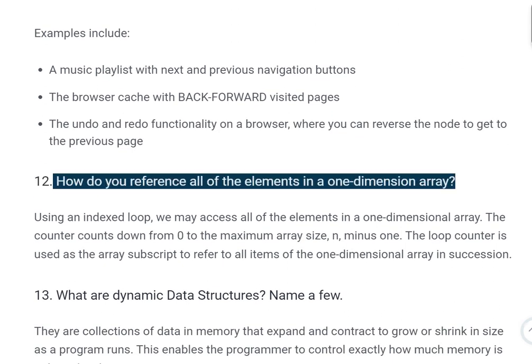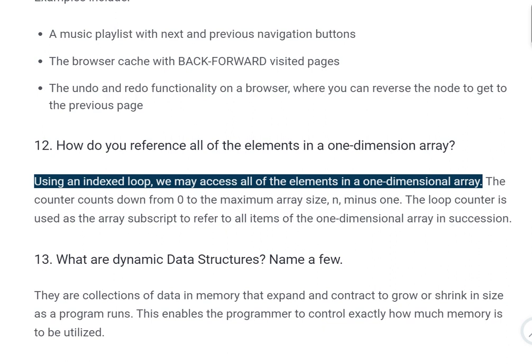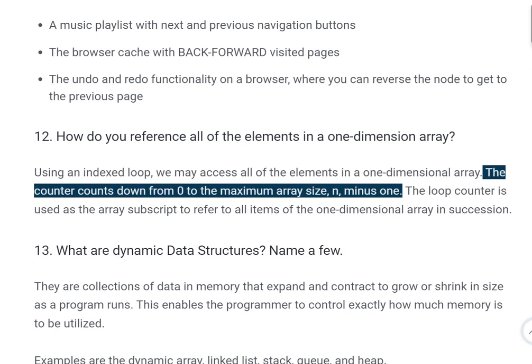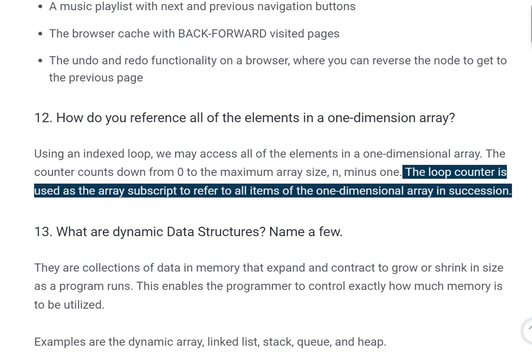12. How do you reference all of the elements in a one-dimension array? Using an indexed loop, we may access all of the elements in a one-dimensional array. The counter counts from 0 to the maximum array size, n-1. The loop counter is used as the array subscript to refer to all items of the one-dimensional array in succession.